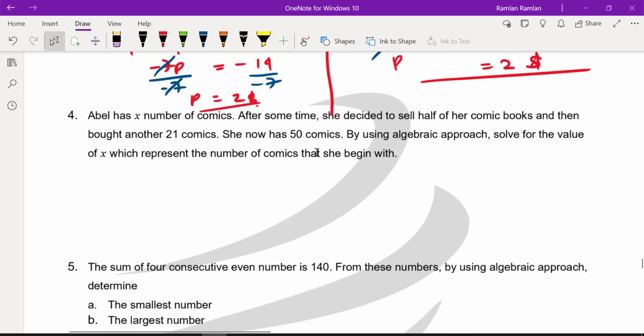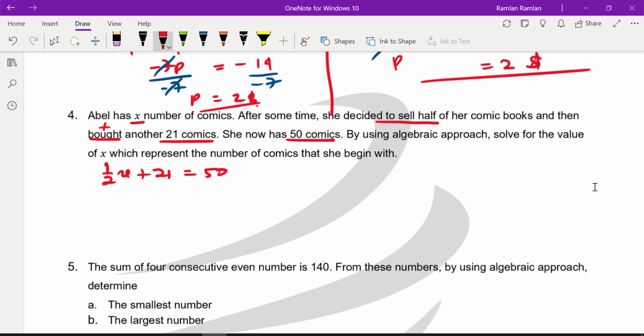Okay, now let's go to number 4. It's the same thing. Abel has X number of comics. After some time, she decided to sell half of her comic books and then bought another 21 comics. She now has 50 comics. So, which means that half of her comic books is sold, and half of them she still has. So now she only has 1 over 2 of the X, right? Because X is the number of comics. And then after she sold it, she bought another 21. So bought means you add them, so it's plus 21. And now she has 50 comics.